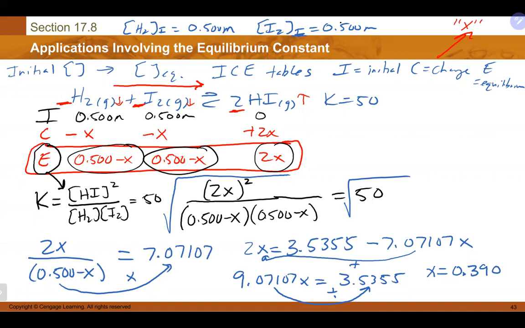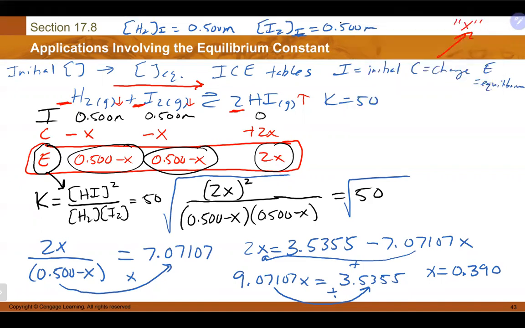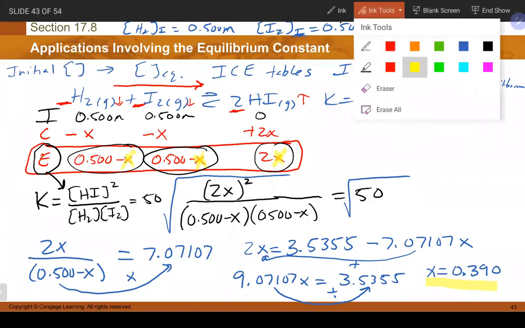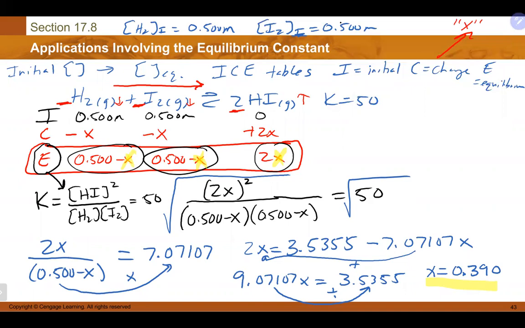Now that X value is really the change that's going on in this reaction. And that X value that we just solved for right here is this X value, is this X value, and it's this X value. And that's what we're going to use to figure out what everybody's equilibrium concentrations are. So the last thing we would want to do is take that X value and put it into that line.